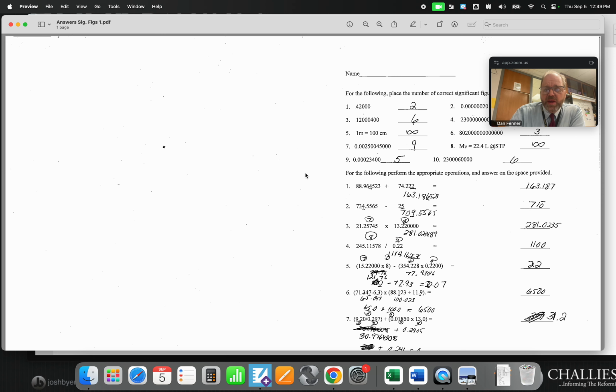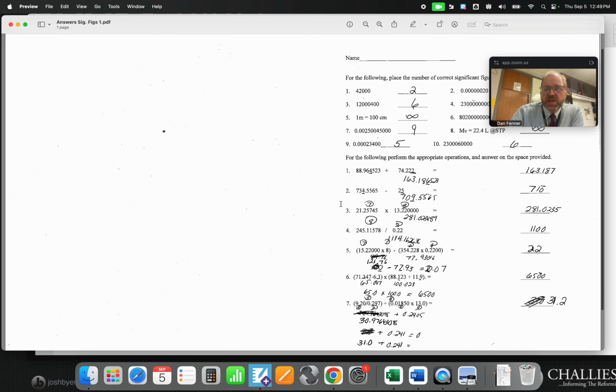And so here are the corrections. The answers here, this number 5 should have been 22, not 12, because the answer was 100, not 90. I apologize for that. And this one wasn't 310, it was 31.0. So the answer is 31.2. So those are the numbers that are corrected on there. Hopefully you're good to go.